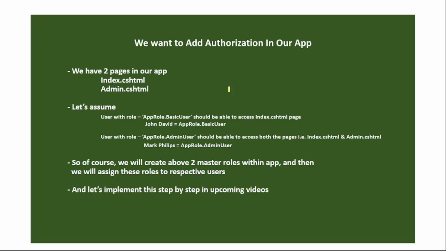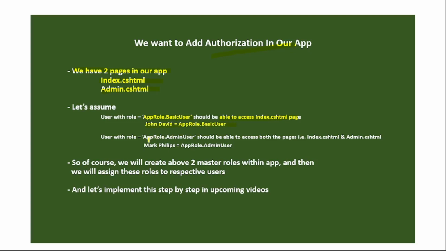Now what is our requirement, that is, what exact roles we want to add in our app. We will have two pages in our app. One is index.cshtml, which we already have, and then we will create another CSHTML page, that is admin.cshtml. Now let's assume a user with role AppRole.BasicUser. Of course we will need to create this role. A user with this role should be able to access only the index.cshtml page, and we will assign this role to this user, that is John David.